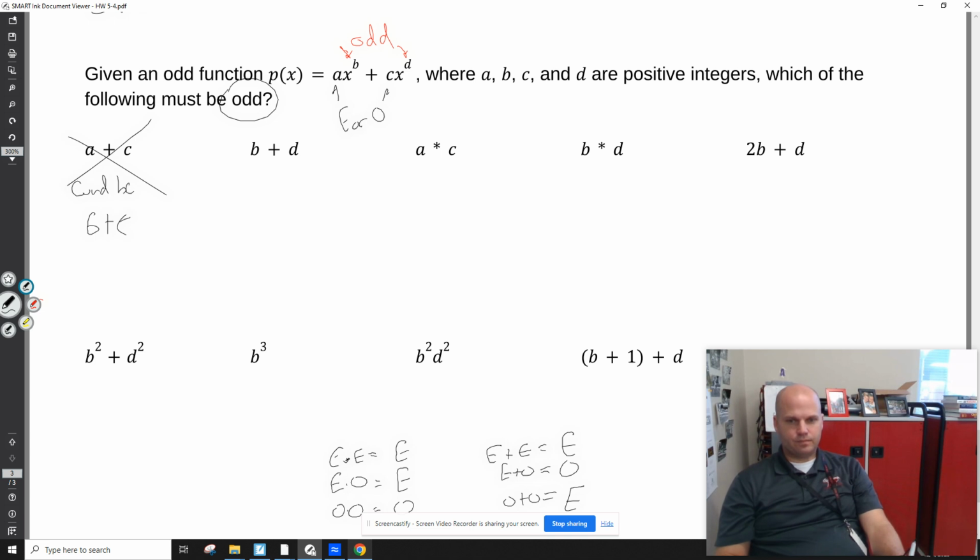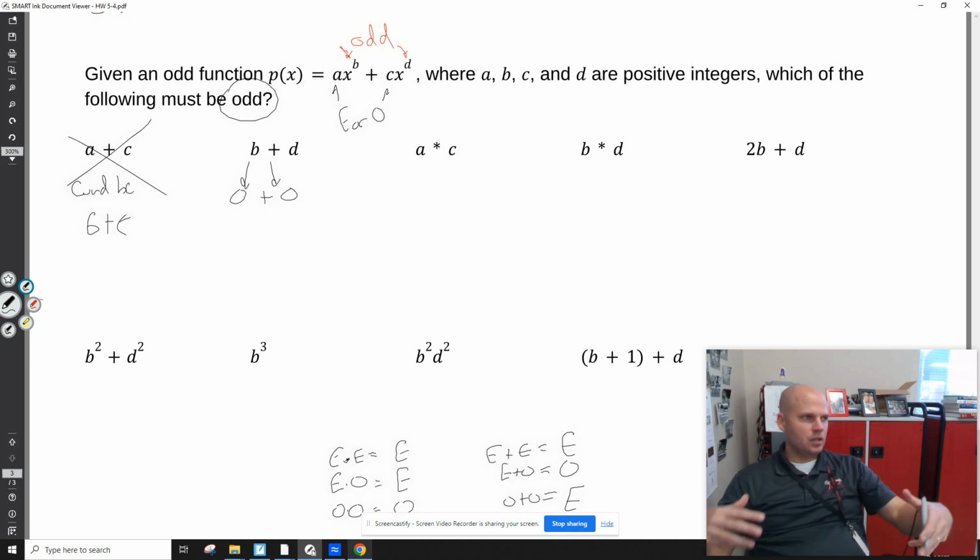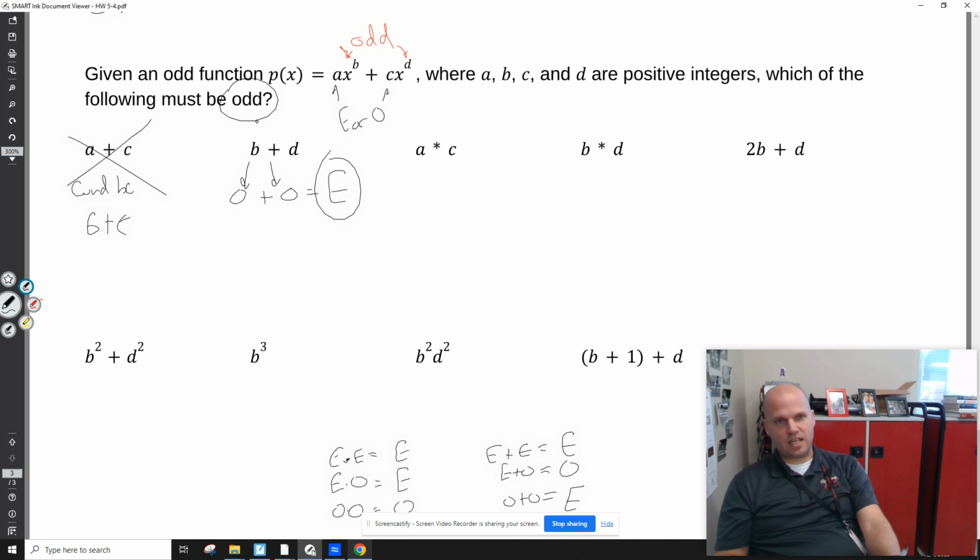B plus D. Ooh. Odd plus odd is for sure going to happen. An odd plus odd, 5 plus 3, 7 plus 5, 7 plus 1. This has to be even. Now, it's guaranteed to be even, but it's not odd. A times C. Well, we don't know what A and C are, so it could be one of these two situations. So, nope. B times C. Oh, odd times odd. Has to be odd.